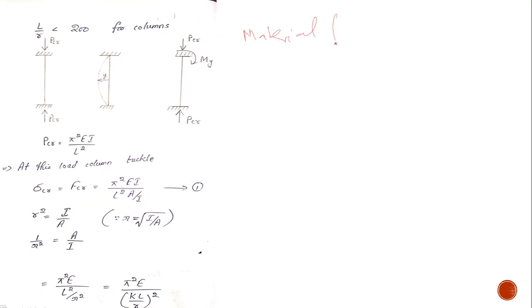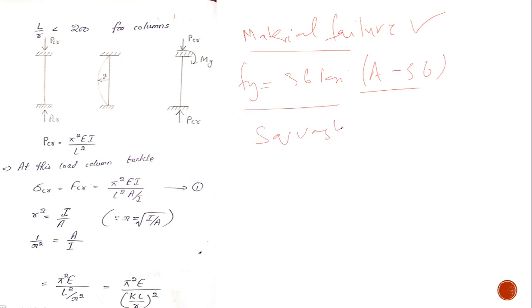Material failure can occur because while fabricating steel sections in industry, residual stresses develop in the steel. So a steel may not reach its actual Fy, which is 36 KSI for A36 steel. So it may fail earlier, and a material failure may occur. In this case, we use the squash equation to design or analyze a column.